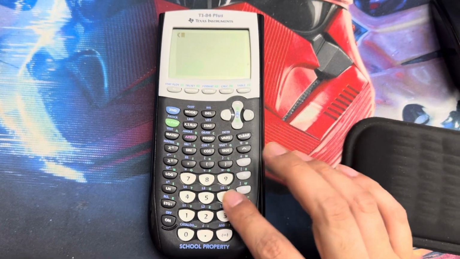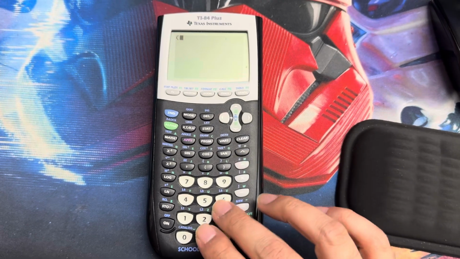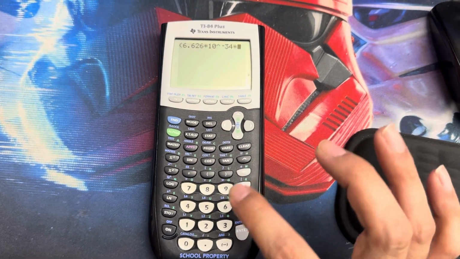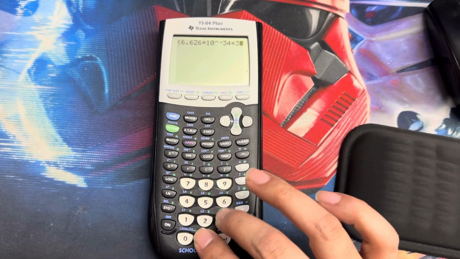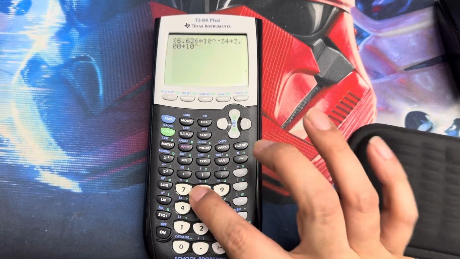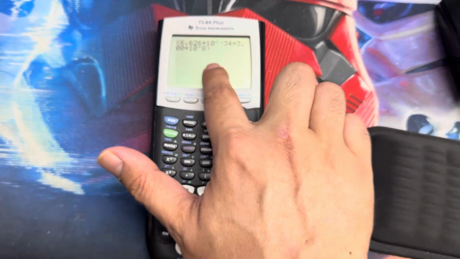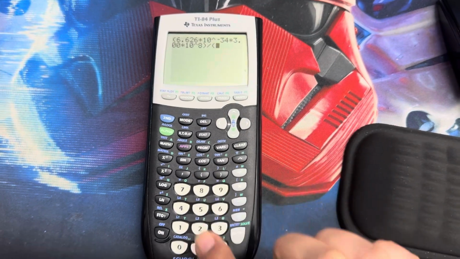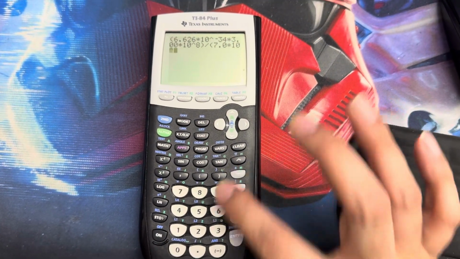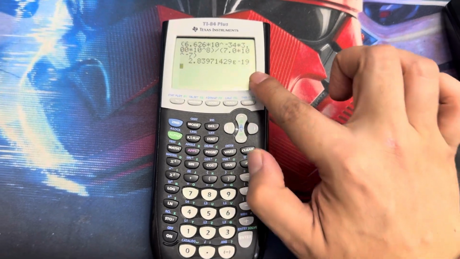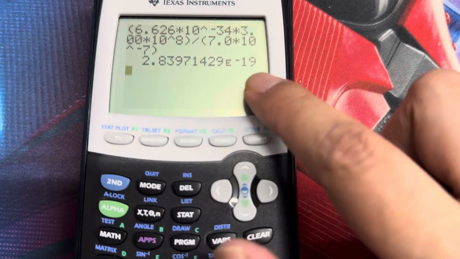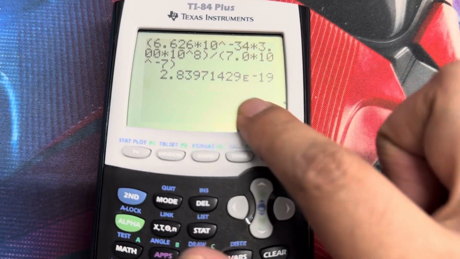If you use the initial method with the caret, meaning this triangle thing up here, so 6.626 times 10 to the negative 34 times the speed of light, 3.00 times 10 to the 8th divided by, notice how I'm grouping this in parentheses, divided by 7.0 times 10 to the negative 7. This is the answer I would get, 2.8 whatever times 10 to the negative 19.